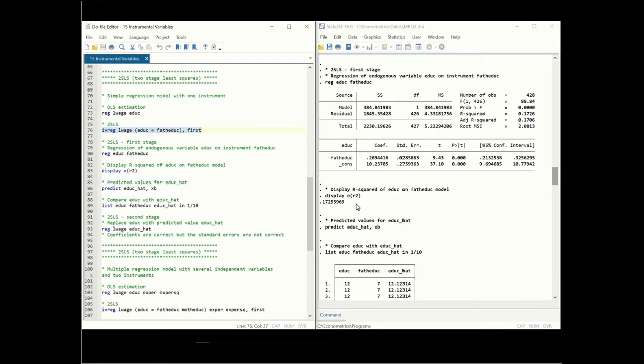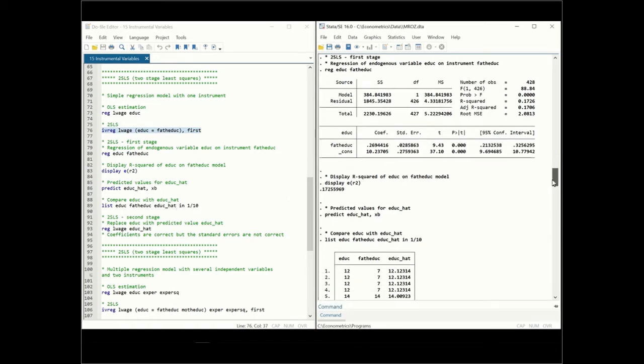So now we can get the predicted values for education hat here. And so we're going to be doing predict. I'm going to call this new variable education hat, comma xb. xb gives the fitted values or the predicted values. And now let's basically compare education with education hat.